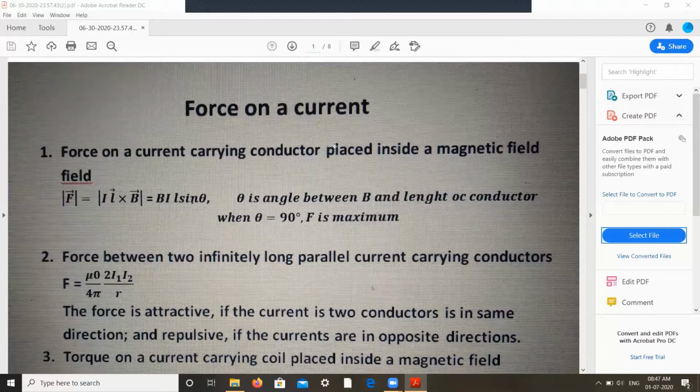Regarding this formula, we have considered the length to be 1 meter. If we have to find force per unit length, then F divided by L remains the same formula, but for the present case, we have taken L equals 1. Note down that the force is attractive if the current in the two conductors is in the same direction, and it becomes repulsive if the current is in opposite directions.